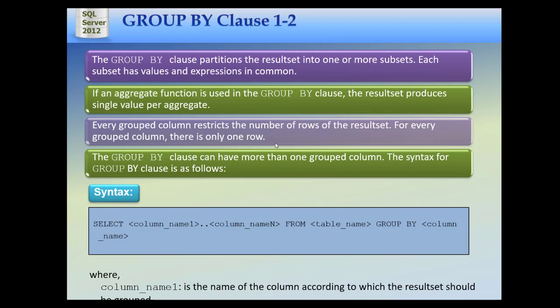Now, if an aggregate function is used in the group by clause, the result set produces a single value per aggregate, and every grouped column restricts the number of rows of the result set. For every grouped column, there is only one row. The group by clause can have more than one grouped column, and the syntax for the group by clause is given below. We have the select statement, the columns, then the table from where you'd like to get these details, then we specify the column which you want to group by.